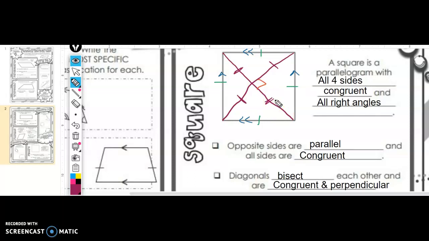And these are our properties. Okay, so we have the rectangle, the rhombus, and the square. They are all parallelograms. What makes the rectangle unique is the fact that it just has four right angles. What makes the rhombus unique is the fact that it has four equal sides. What makes the square unique is a combination of both the rectangle and the rhombus. And they are all parallelograms.